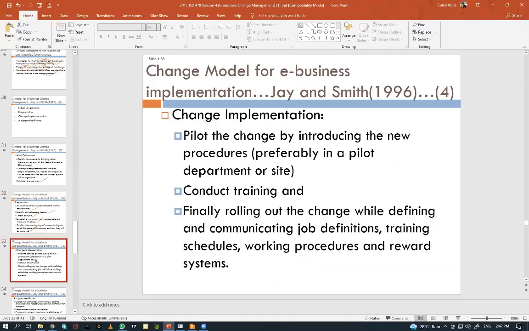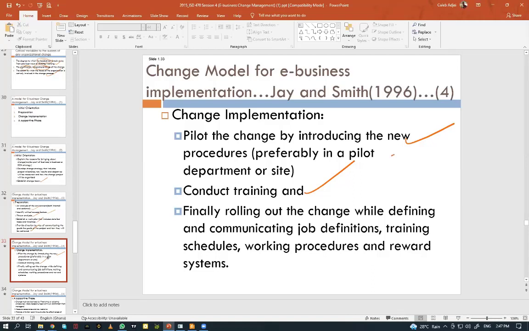Then the next one, change implementation. We need to pilot the change by introducing new procedures. Then we need to continuously conduct training. We need to train the people continuously. That is why, especially in the banking sector, if they are introducing new software for their banking system, they will allow their workers to go for several trainings to help them get abreast with the new technology that they are introducing. Then finally, rolling out the change while defining and communicating job definitions.